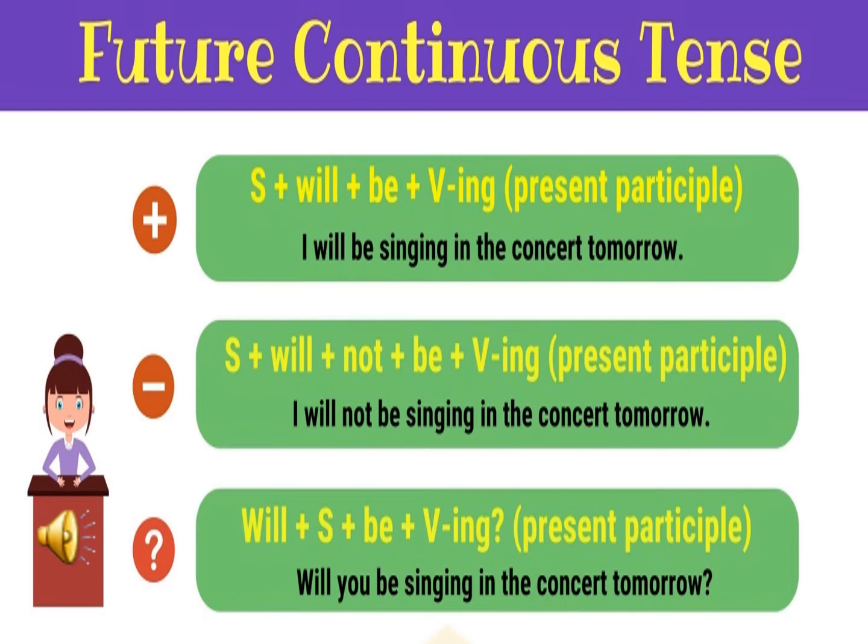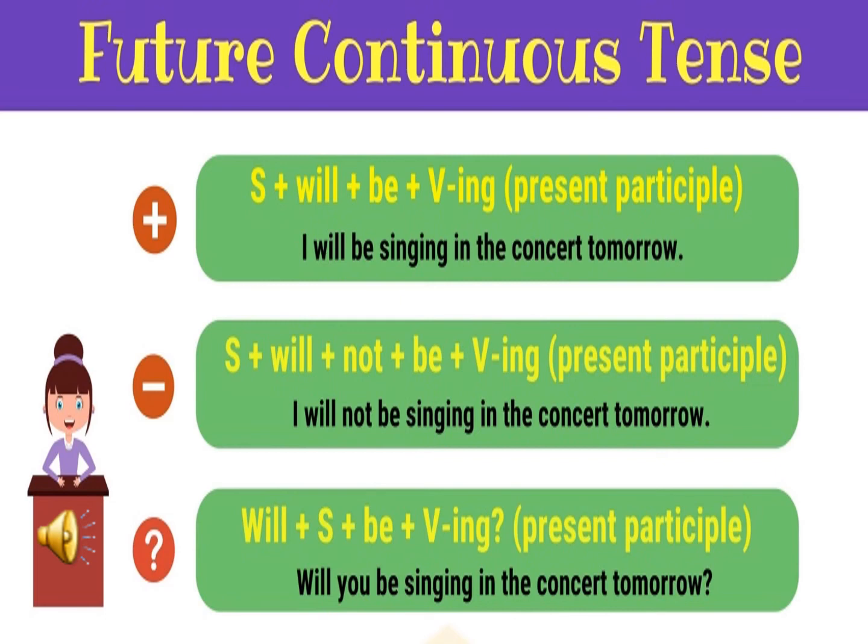Let's read these examples. I will be singing in the concert tomorrow. I will not be singing in the concert tomorrow. As for the form, the first one is the affirmative form. We use will, followed by be and verb plus ing. I will be singing.